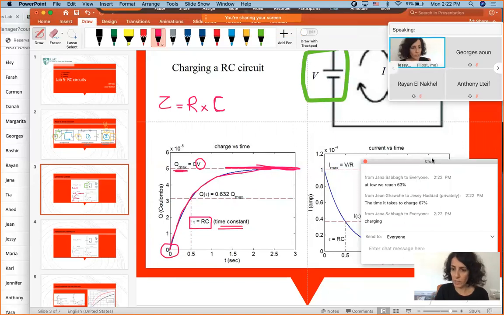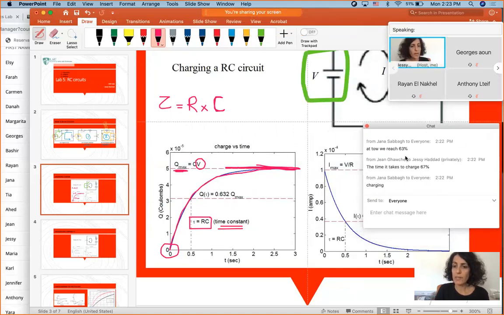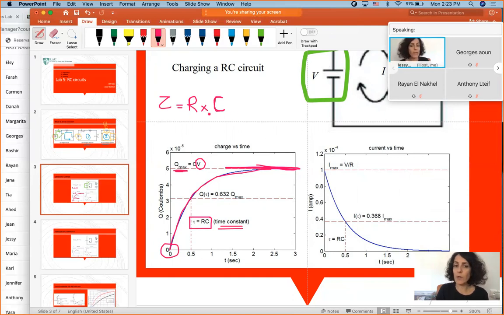Okay, Jean doesn't want to speak up, but Jean says, and Jana, tau is the time it takes to charge to 67%. All right, tau is the time constant of the circuit. If you take the maximum value of Q, or U being the potential difference, and you multiply this value by 0.63, which is 63%, and you find the time needed to reach this voltage, this is tau. So tau is the time needed to reach 63% of the maximum value once you're charging your capacitor.